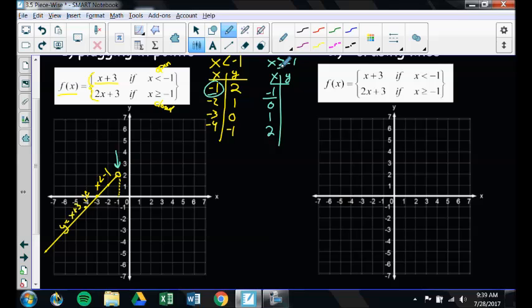I plug in negative 1 to this function. Negative 2 plus 3 is 1. I plug in 0 to get 3. I plug in 1 to get 5 and 2 to get 7. Negative 1, 1. 0, 3. 1, 5. 2, 7.